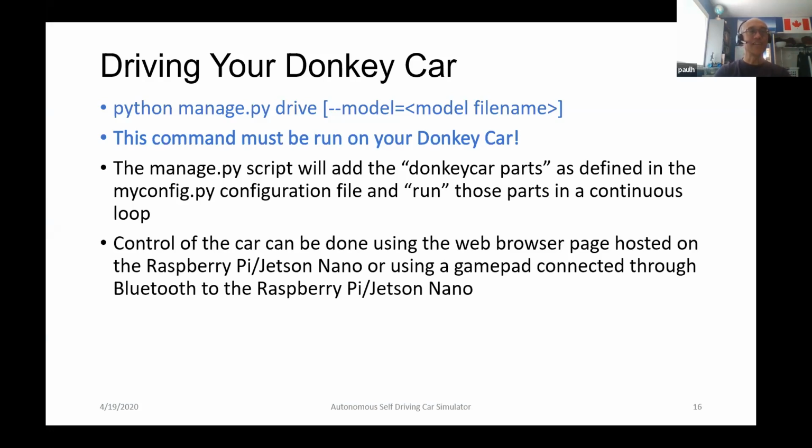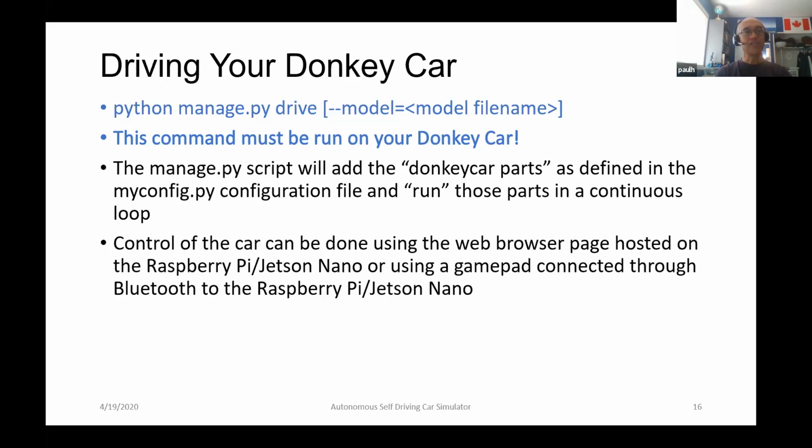So there's two pieces to the manage.py that I mentioned. There's the drive and the train. And you really have to remember that for the drive, you actually have to SSH into your Raspberry Pi or your Nano and issue the command. If you do this from your PC, it's not really going to work. None of the hardware drivers on your PC are going to see any of the hardware pieces. I should try it. I don't know what error messages it spits out, but it's not going to work. So make sure you SSH into your donkey car, and then you issue this command.